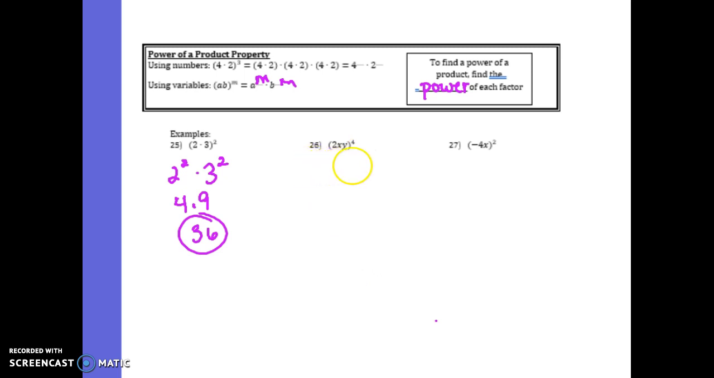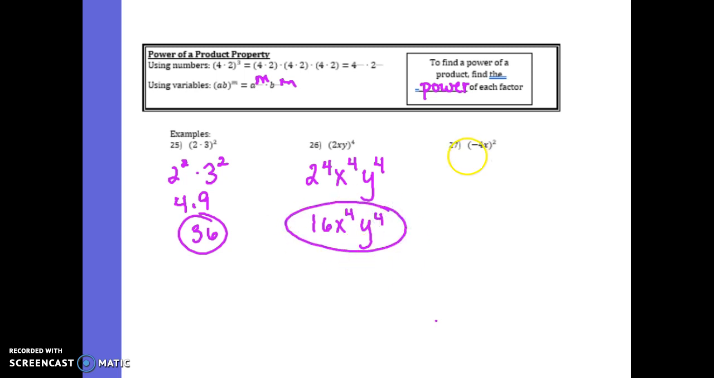So like number 26, if I take 2 and raise it to the 4th power, and then I have x to the 4th power and y to the 4th power. What you're going to want to do is actually take the coefficient and actually evaluate it. So 2 to the 4th power would be 16, and then you would just have x to the 4th, y to the 4th, and that would be your final answer.